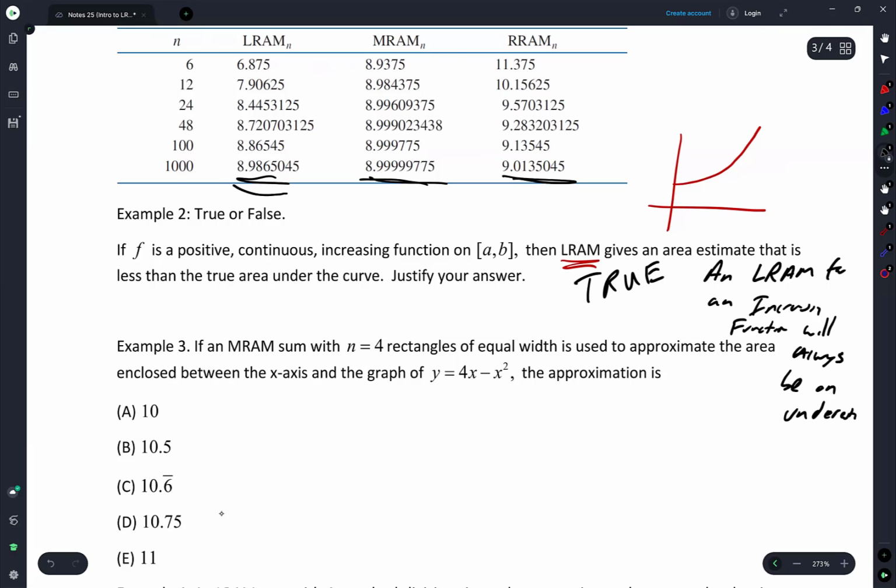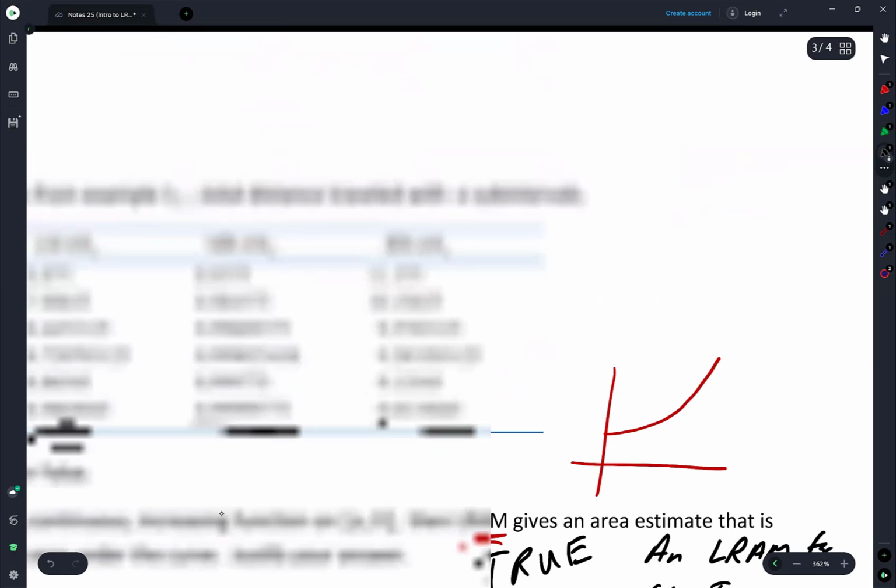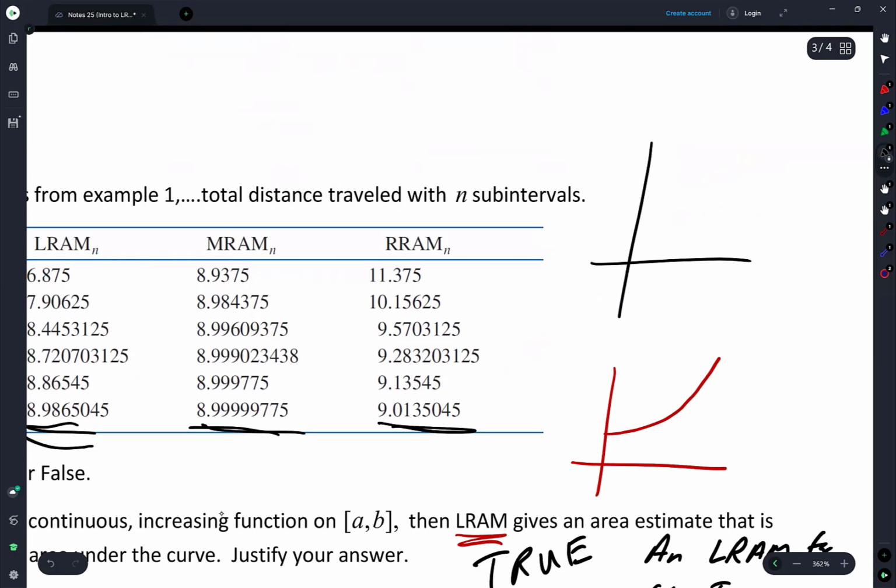So you're saying what if I'm increasing but concave down? That's what you're trying to tell me? I thought you were trying to tell me that. Let's see. Increasing concave down. Check it out. LRAM will still give me an underapproximate.